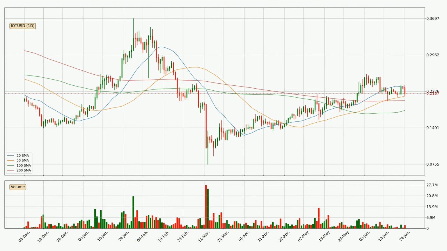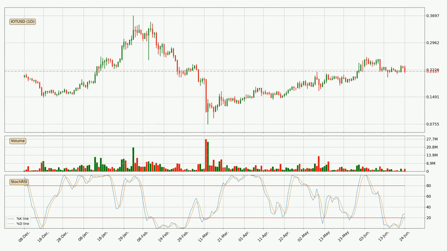Looking at the daily stochastic RSI, there are no signs of the stochastic RSI being oversold or overbought at this time, but because the %K line is over the %D line, we can deduce that the trend is currently on the up.